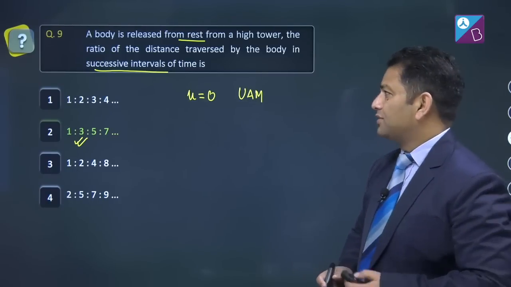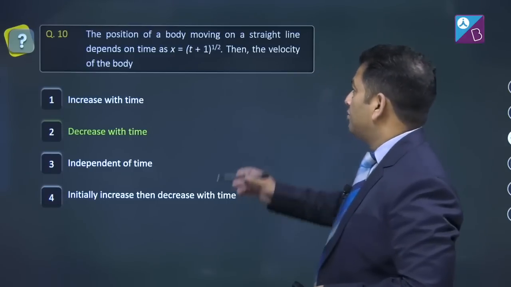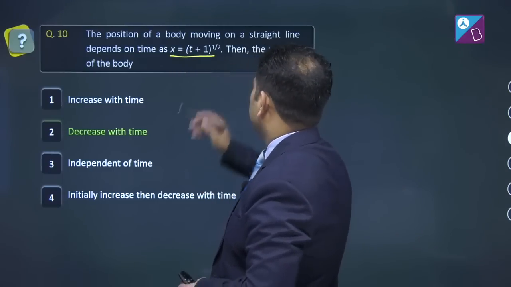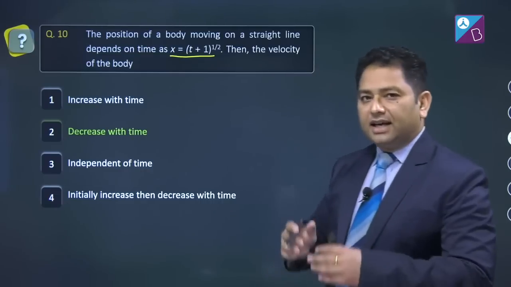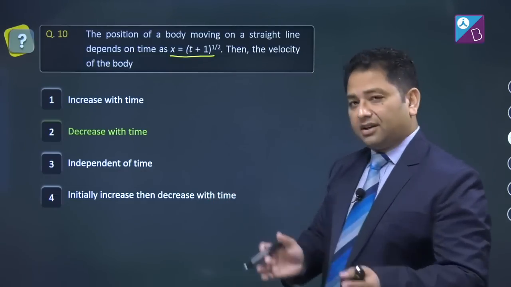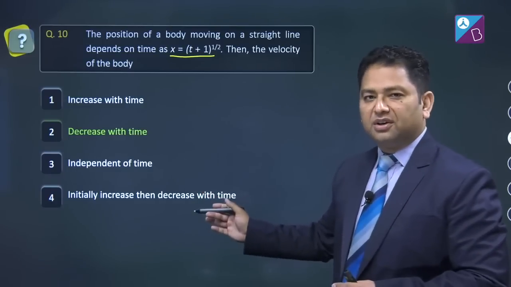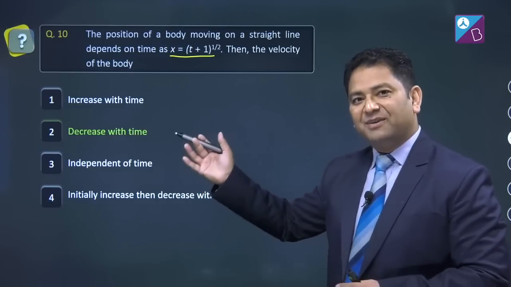Let's go to the next one, the question number 10. Position की value दी गई है and look at the dependence. हमें calculate करना है या हमें comment करना है about velocity. Whether the velocity increases, decreases, and so on. Correct option तो आपके सामने है ही, right?